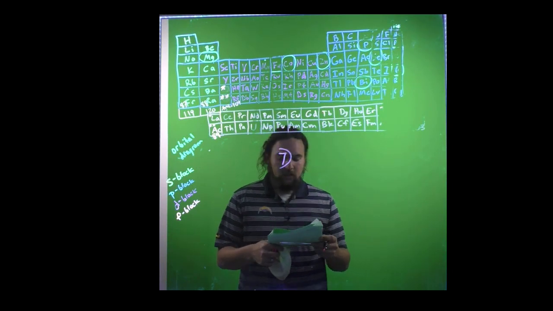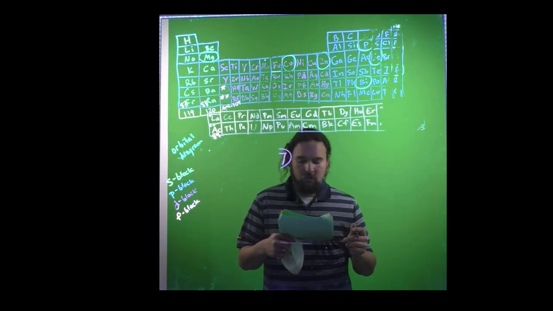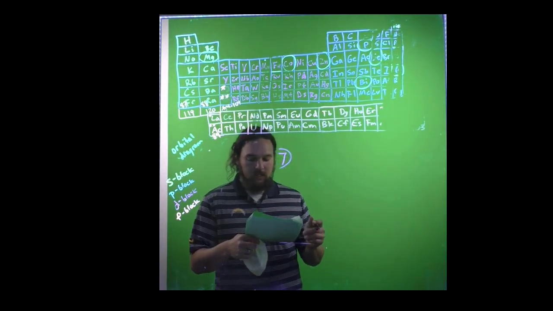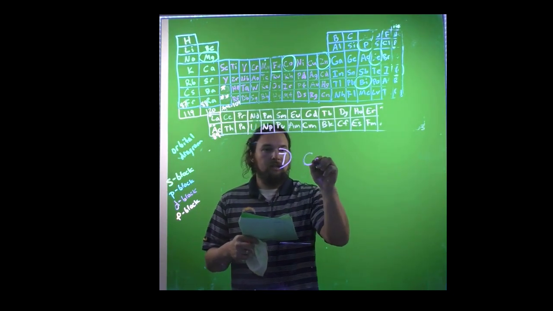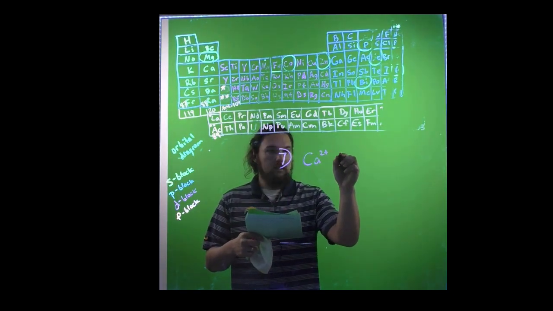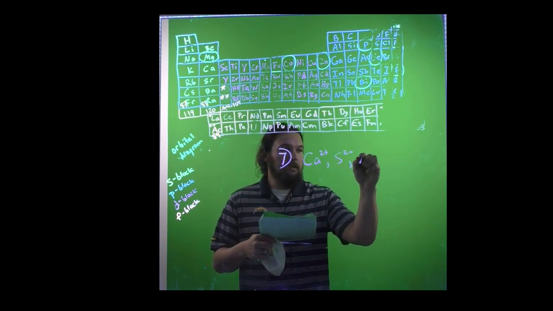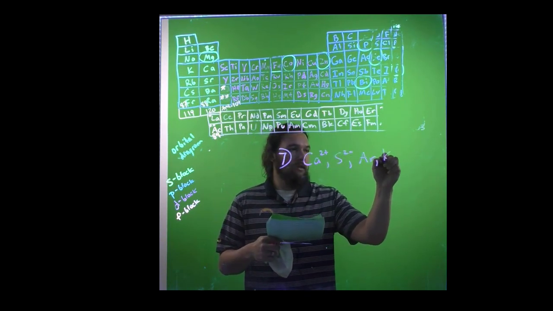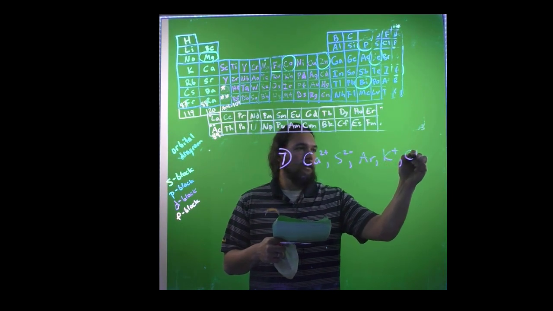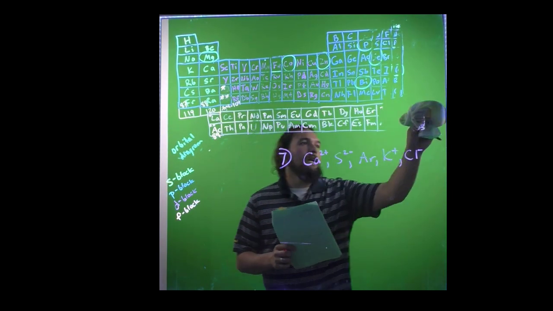Number 7 says, arrange the following isoelectronic series in order of increasing atomic radius. Okay, so we have calcium 2 plus, S2 minus, argon, potassium plus, and Cl minus.